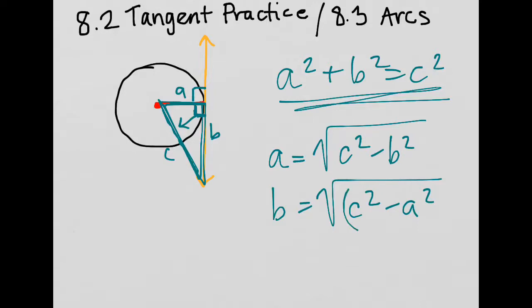Remember to do the inside first. You got to square it, subtract it, and then take the square root. And if you're doing C, it's just the square root of a squared plus b squared. Okay, so look for those if you need that.